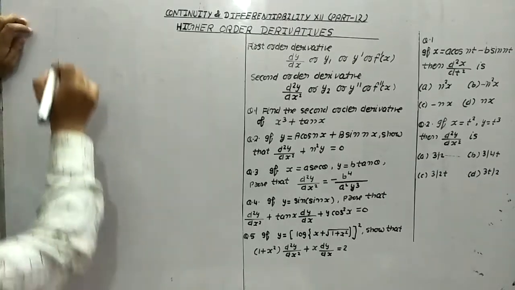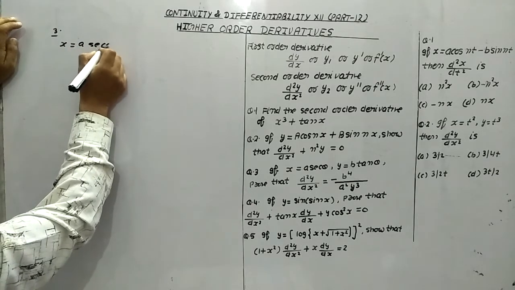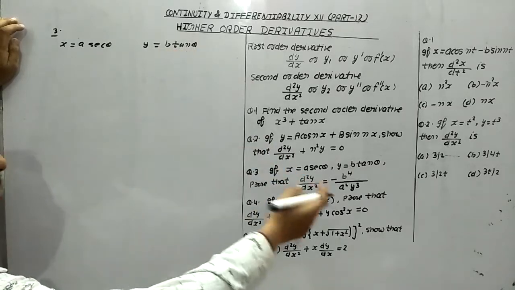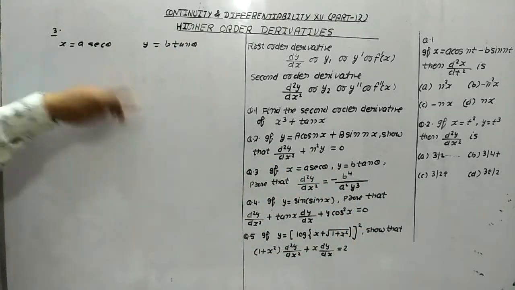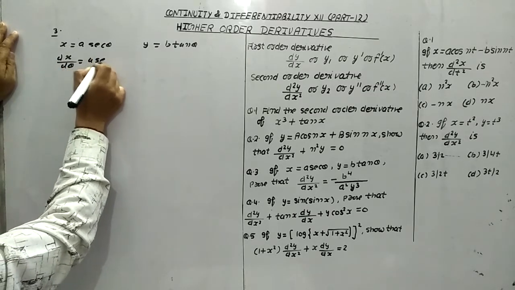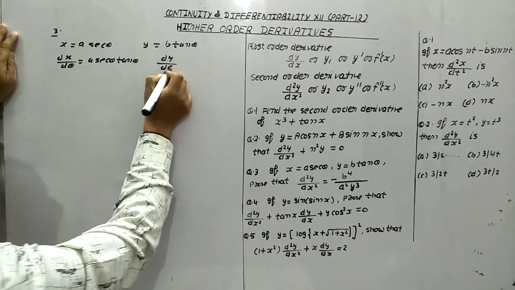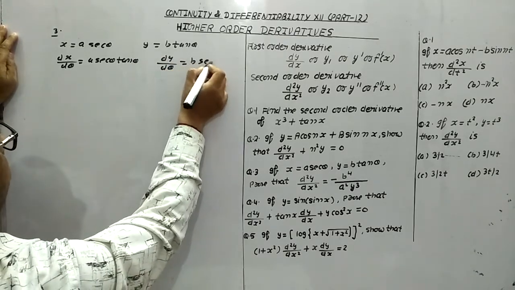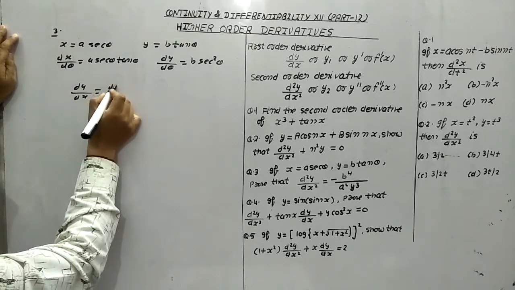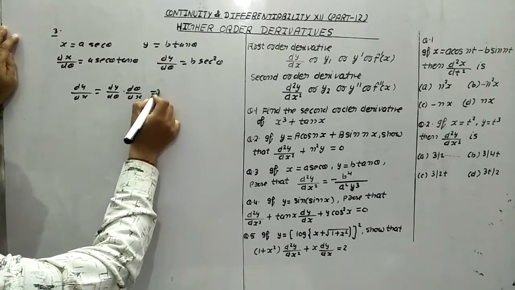In question number 3 we have x is equal to a sec theta and y is equal to b tan theta, and we have to prove this thing, d2y by dx square is equal to this. This is a parametric function. So first of all, dx by d theta is a sec theta tan theta. Then dy by d theta is equal to b sec square theta. Now we have to find dy by dx. dy by dx means dy by d theta into d theta by dx.